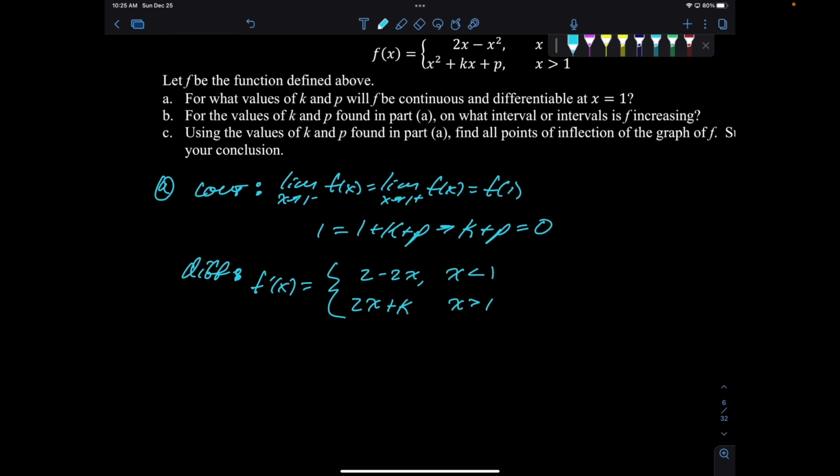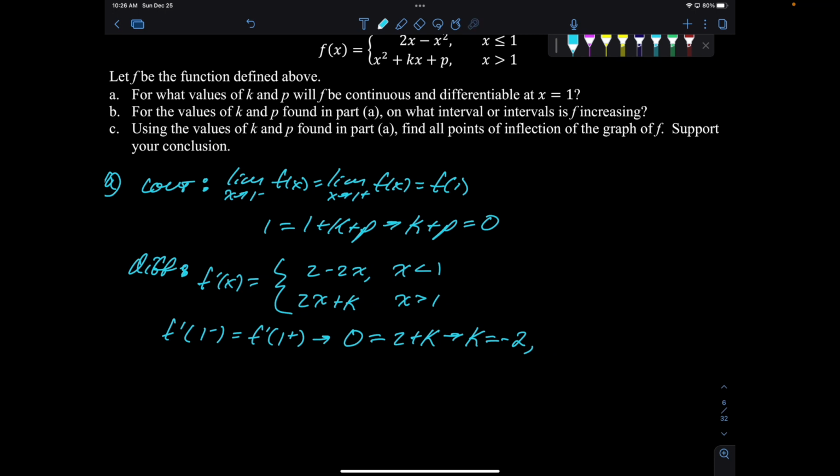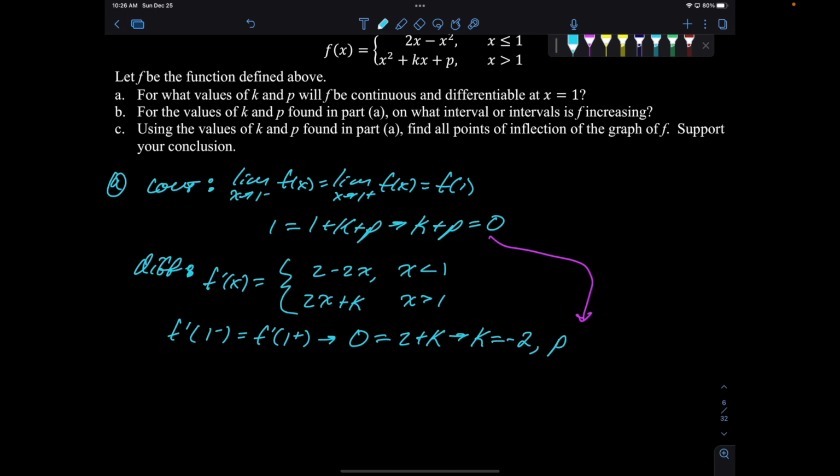All right, so you need f prime of 1 from the left to equal f prime of 1 from the right, which tells us f prime of 1 from the left is when you plug 1 in here, which is 0, equals f prime of 1 from the right is when you plug 1 in here, so 2 plus k. So k is -2, and if k is -2 and k plus p is 0, this is going to tell us that p is 2. Okay. So we have that.